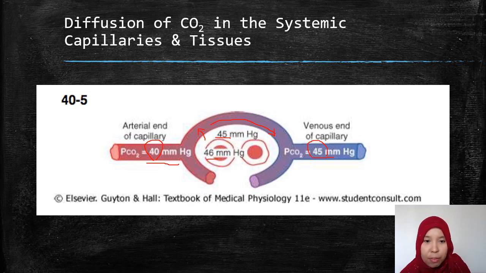Notice that the range of partial pressure of carbon dioxide is very small compared to the range of partial pressure of oxygen. Previously we saw that oxygen is 40 millimeter mercury in the tissues, and in the lung you've got up to 100 to 104 millimeter mercury, right? So there's a big range of oxygen level, whereas for carbon dioxide, only a small range, 40 to 45, right? So why the small range?